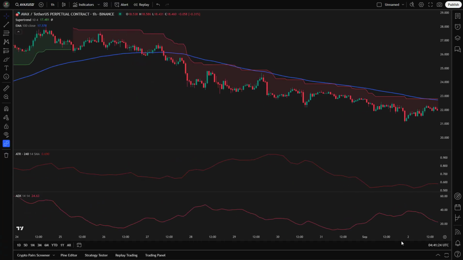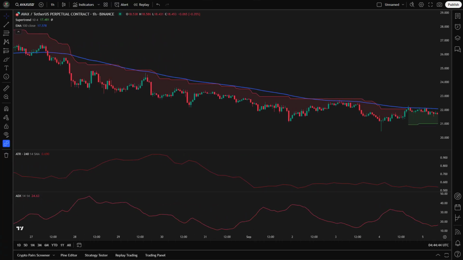Now let's take a look at short trades, where we profit from downward trends. To enter a short position, we flip our conditions. First, the closing price must be below the Supertrend line. That tells us the market is in a bearish phase. Second, the price should also be below the 100-period EMA, confirming a broader downtrend. Third, we check that the ATR on the higher time frame is above the dynamic ATR threshold to make sure we're not entering during a quiet, ranging market.